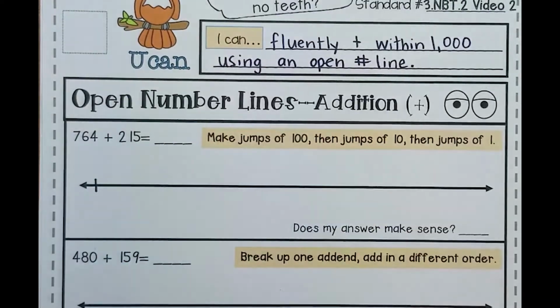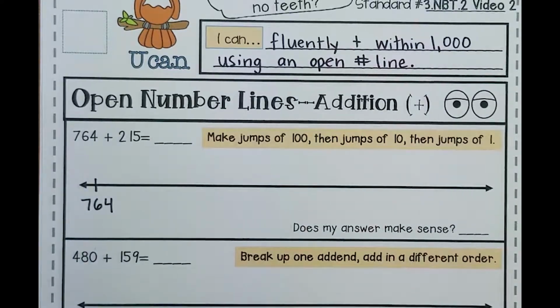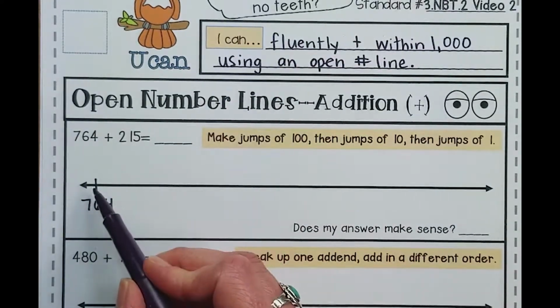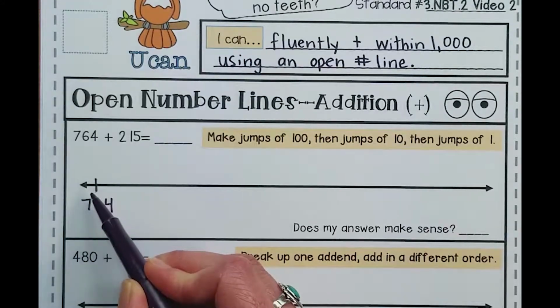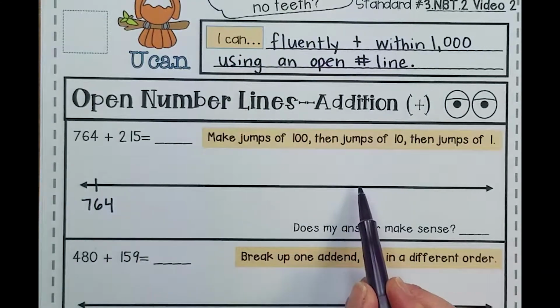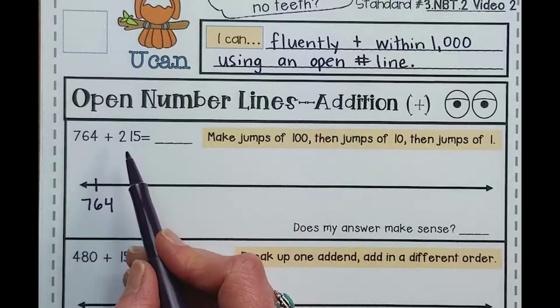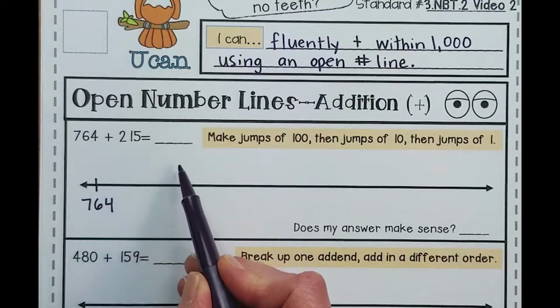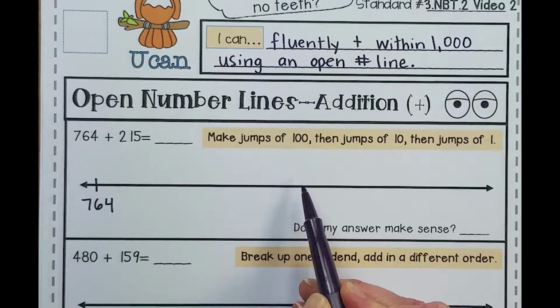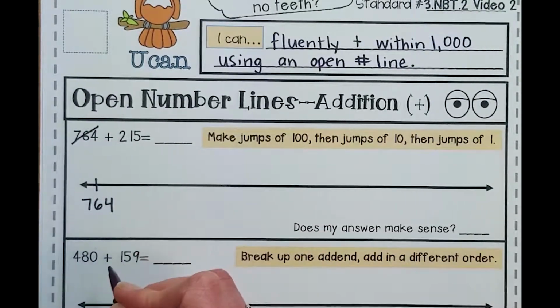Okay, I'm going to go ahead and put a 764 at the very beginning of my open number line. Remember, we talked about how all of the numbers to the left of a number are going to be smaller, and all the numbers to the right of a number are going to be bigger. So as I start to add the 215, I'm going to be thinking about going to the right because those numbers are getting bigger. I'm going to cross off my 764 because I already have it on my number line.